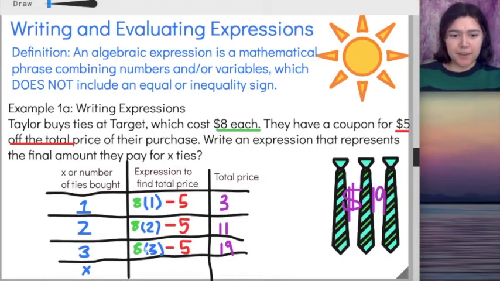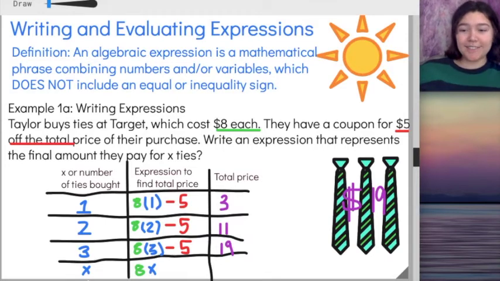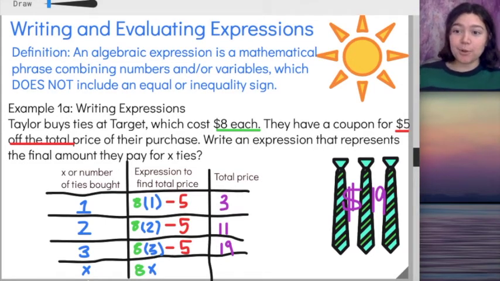Okay, looking at my pattern here, every time what I did is I multiplied the cost of each tie, 8, times x, the number of ties I bought. Instead of multiplying by 3 or 2 or 1, I'm going to multiply by x. That's the number of ties that I'm buying. Even though it doesn't look like a number, a variable is just representing a number, or multiple numbers. Then I'm going to keep the rest the same.